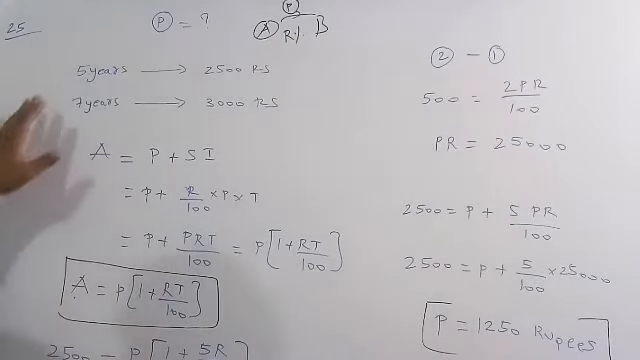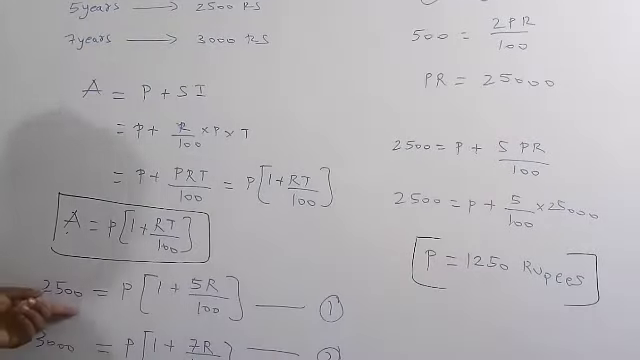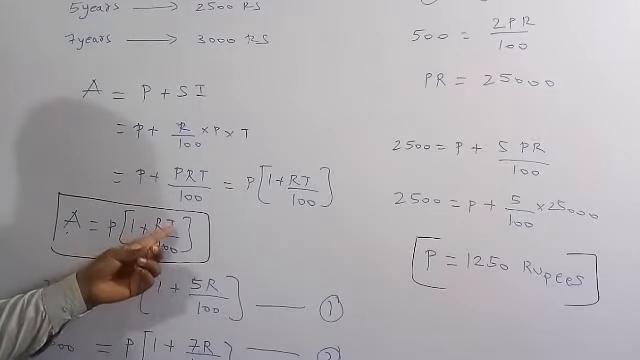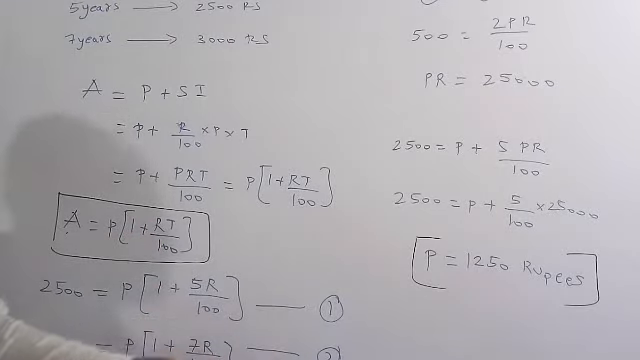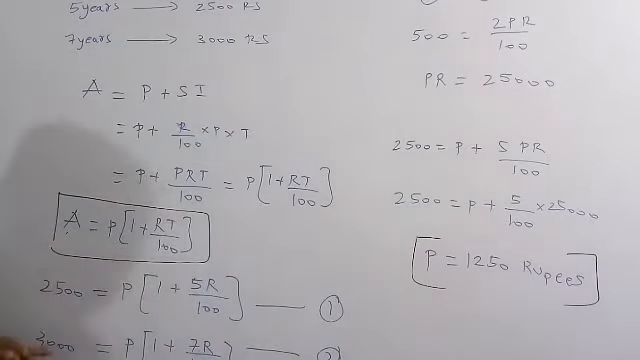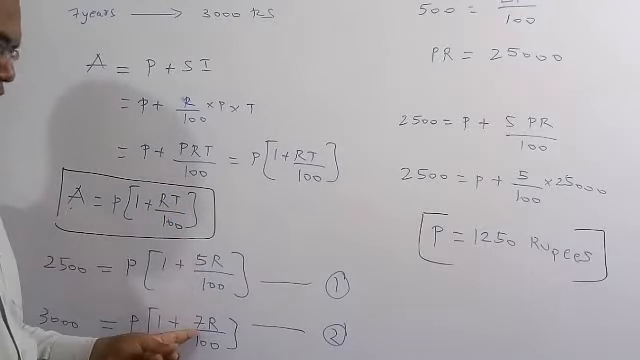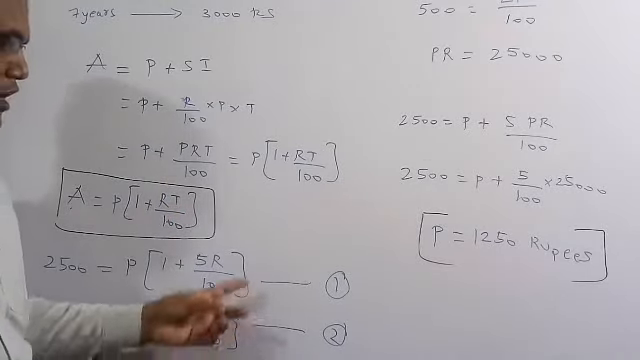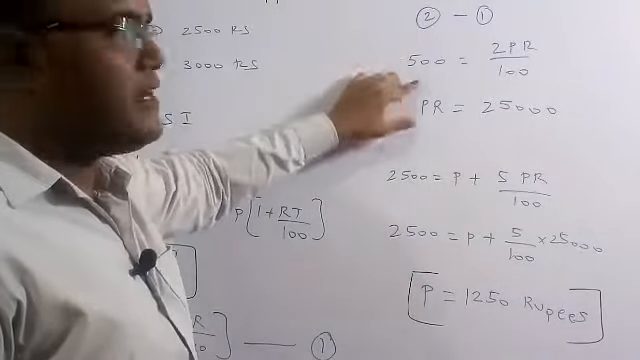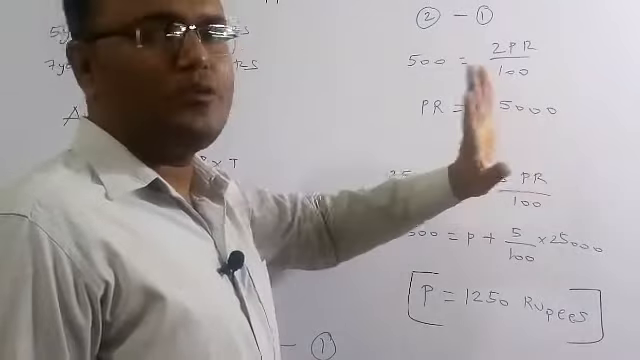In the question, for 5 years he receives 2500 rupees. So 2500 is equal to P into (1 plus 5R by 100). This is the first equation. In the second case, for 7 years he receives 3000 rupees. So 3000 is equal to P into (1 plus 7R by 100). Now I am going to subtract equation 1 from equation 2. Finally I get 500 is equal to 2PR by 100. Therefore PR is equal to 25,000 rupees.